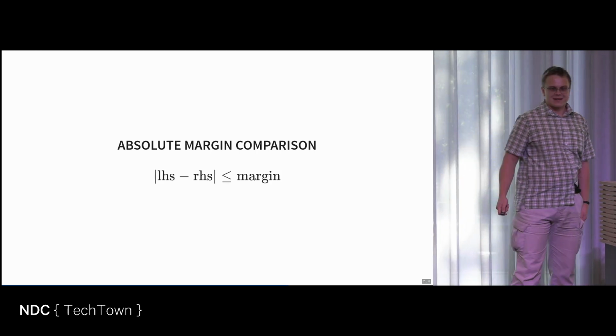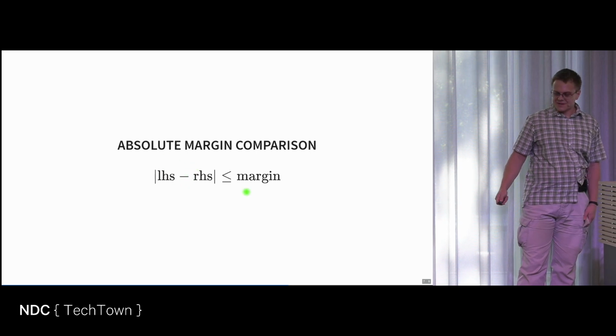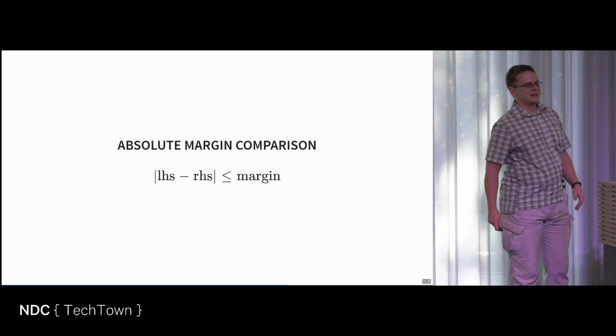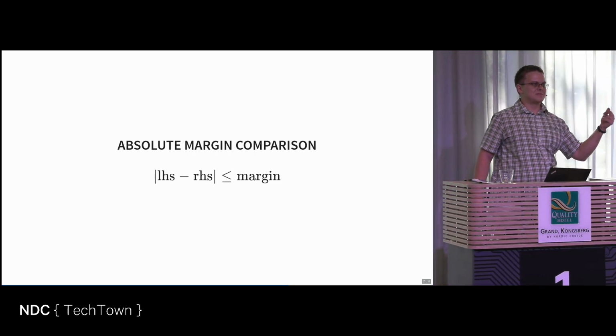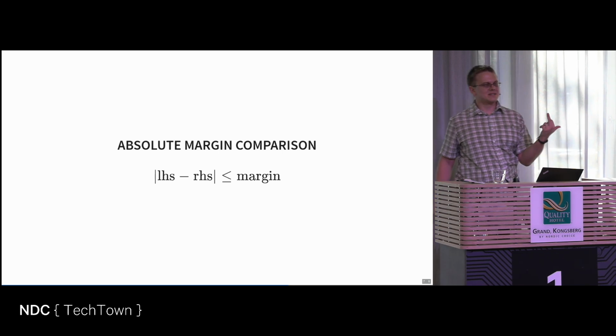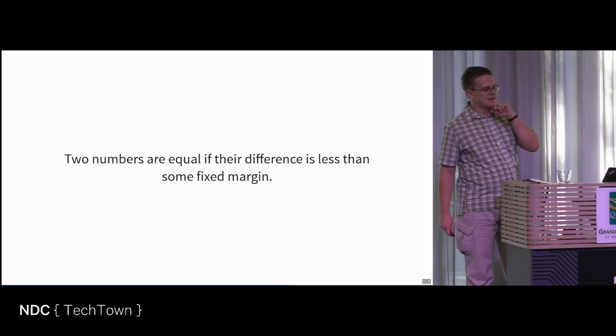So let's talk about absolute margin comparison. It's equivalent to writing this. You subtract the two numbers, you take the absolute value, and you check whether it's less than margin. In other words, you check whether the distance between the two numbers is less than some margin you have selected previously. Okay?